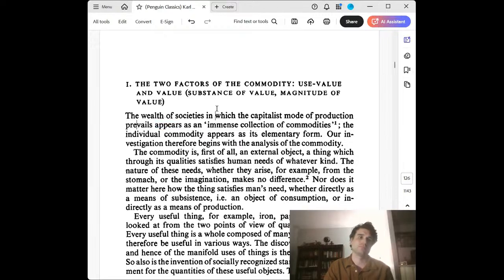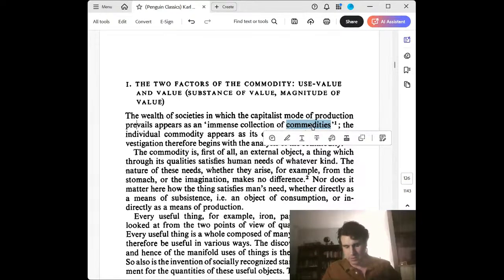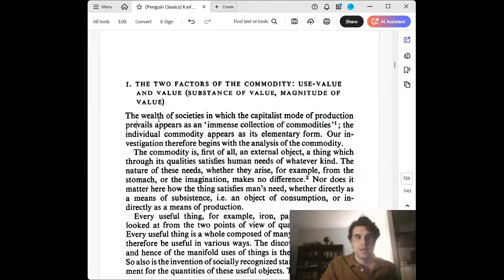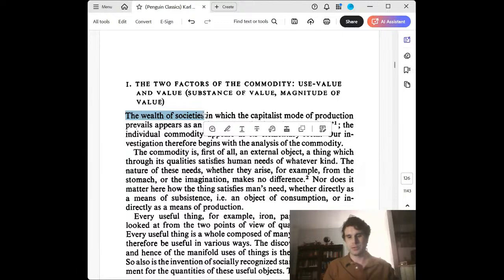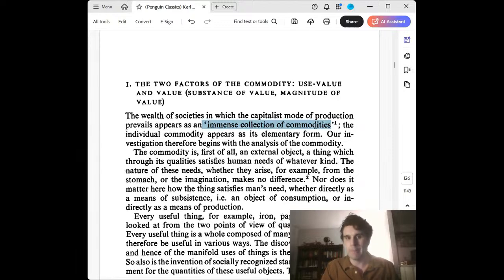Appears as an immense collection of commodities. A commodity, that's what we're going to find out. We're going to figure out what that is in this chapter, but a commodity, simply put, is something that's bought or sold. And so Marx is saying that the wealth of societies, the amount of use values, useful things, the stuff we've got, how much we got, appears as an immense collection of commodities whenever it's the capitalist mode of production.